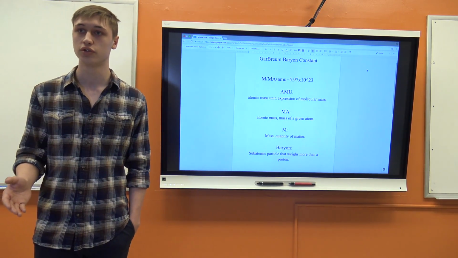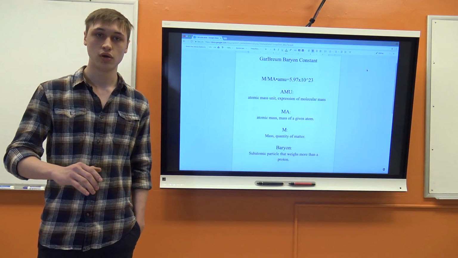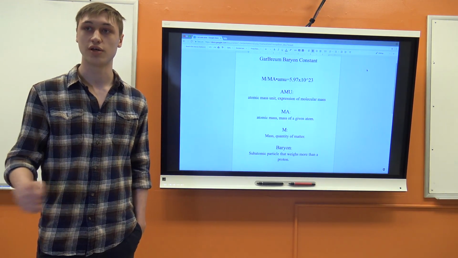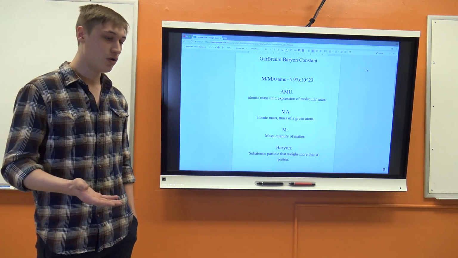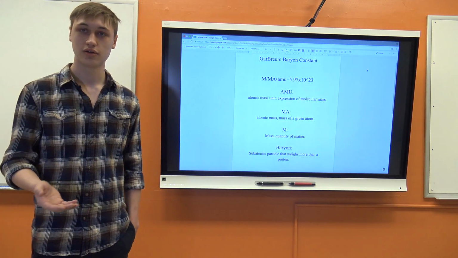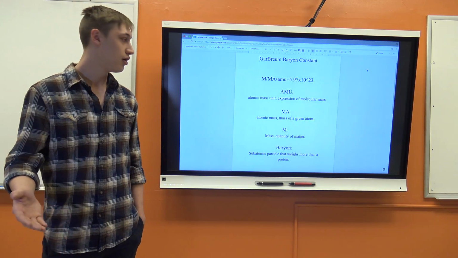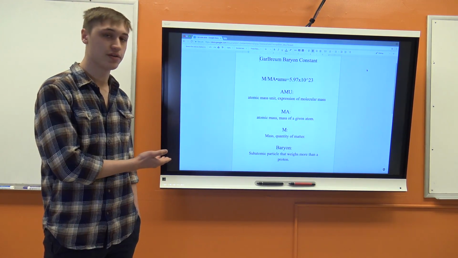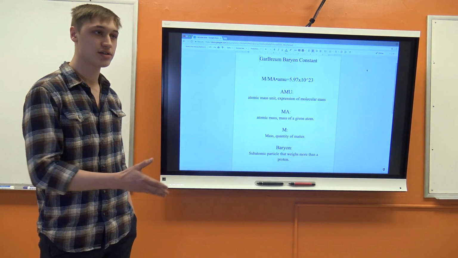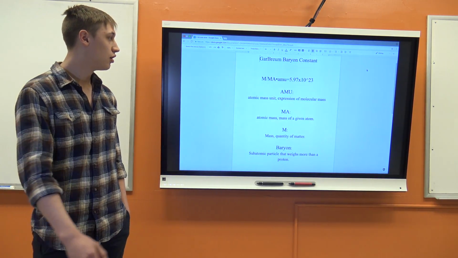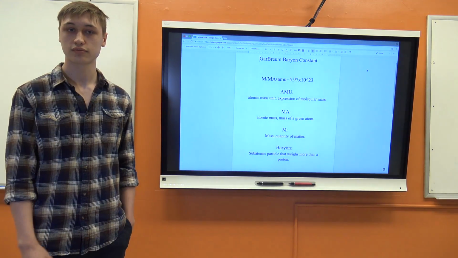Very similar to moles, but a little bit smaller. Moles is 6.022 times 10 to the 23rd. It's more specific and overall is just more accurate, which is an interesting thing. And in the end, it proved my hypothesis right, that you could quantify a common quantity of mass among all things, which is kind of interesting.